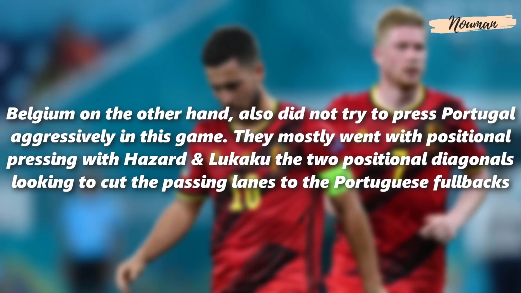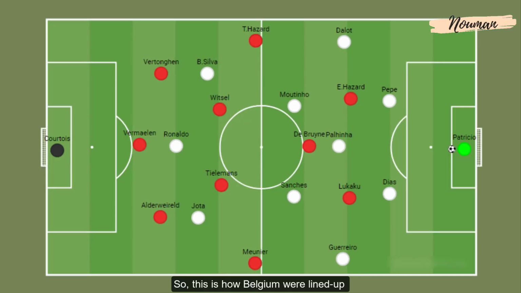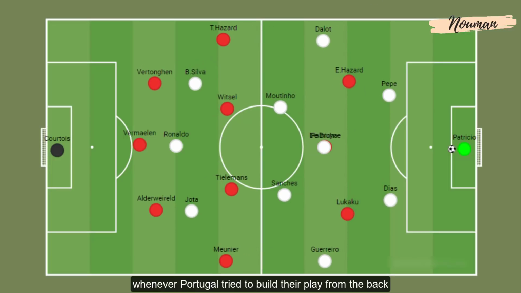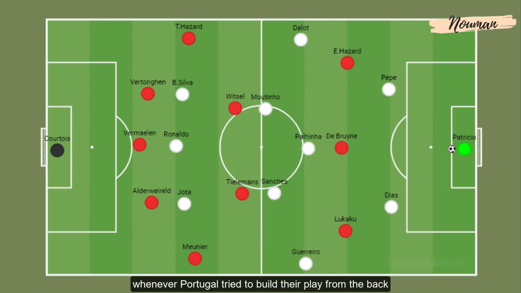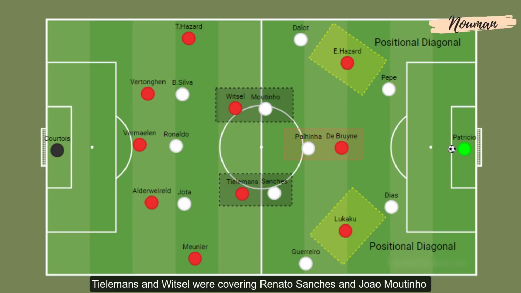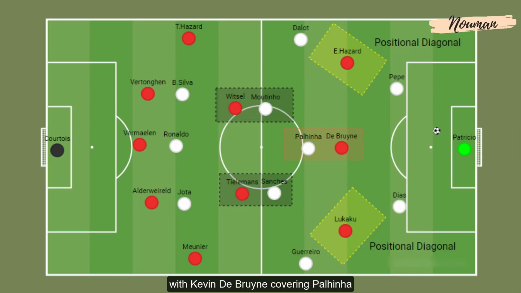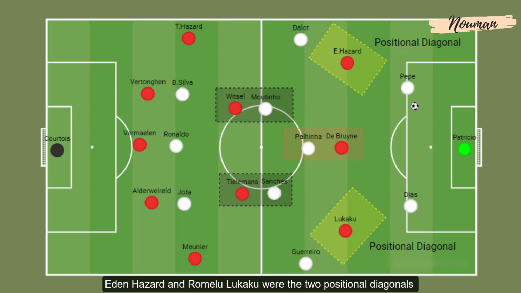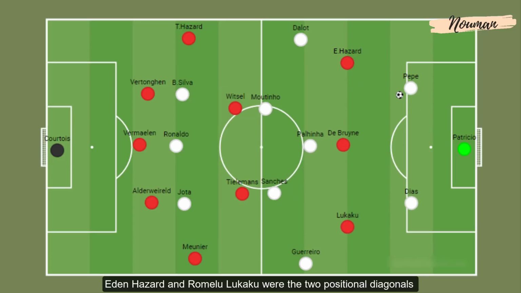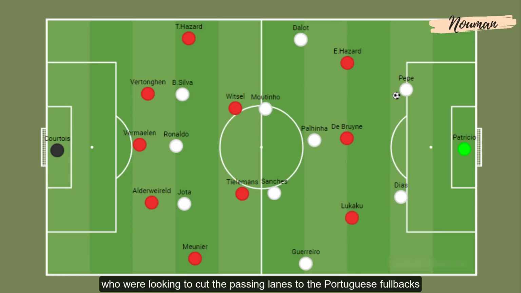They mostly went with positional pressing, with Hazard and Lukaku, the two positional diagonals, looking to cut the passing lanes to the Portuguese fullbacks. So this is how Belgium were lined up whenever Portugal tried to build their play from the back. Tielemans and Witsel were covering Renato Sanchez and João Moutinho, with Kevin De Bruyne covering Palhinha.